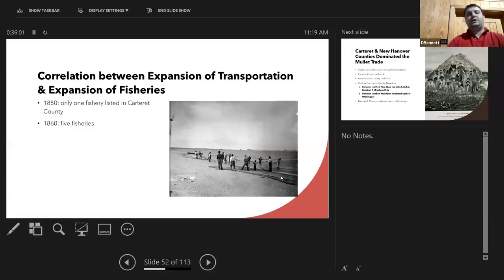And there is a correlation between the expansion of transportation and the expansion of commercial mullet fisheries. Examples: Carteret County, 1850. So before we got a railroad here, there's only one commercial mullet fishery listed in the entire county. By 1860, there's five.